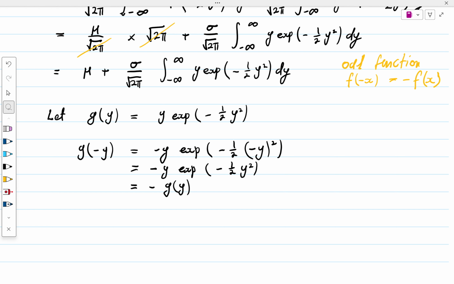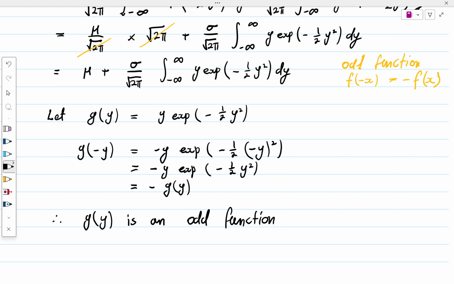And so here I'm going back to that definition of an odd function: when you take f of negative x, you get negative f of x. Here we've taken g of negative y and we get negative g of y. Tells you, therefore, g of y is an odd function.